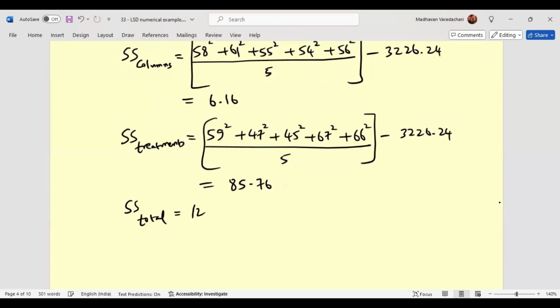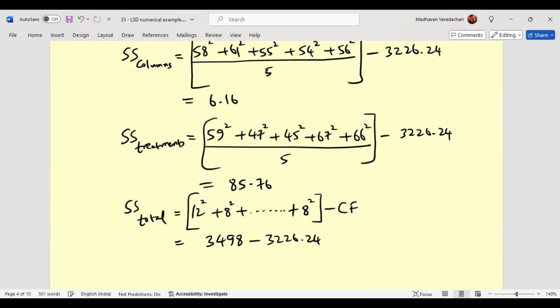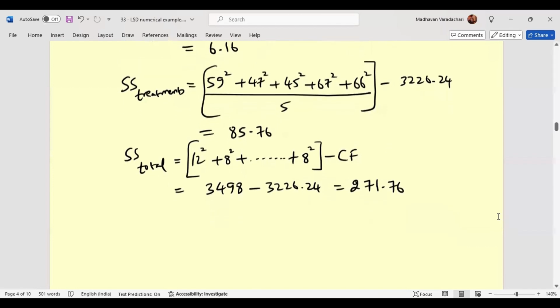That means 12 square plus 8 square and so on. The last observation is 8 square in the full table. This entire data is of those 25 observations. Every observation is getting squared and subtracted with the correction factor. If we calculate whatever is inside the bracket, we will get 3498 minus the correction factor 3226.24. We will get 271.76. So we got all the sums of squares.